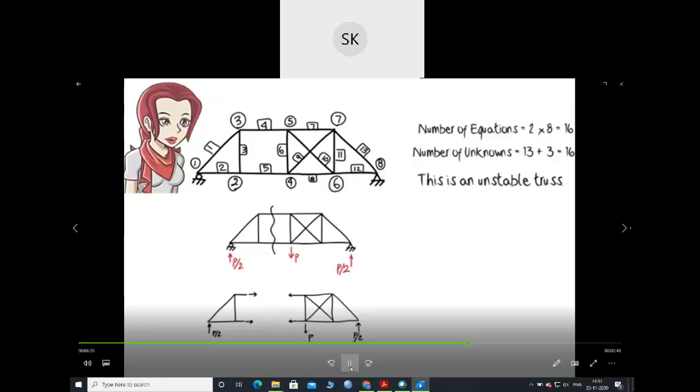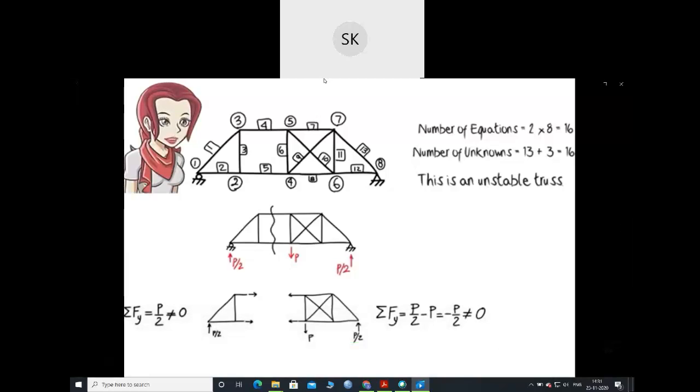Sum of the forces in the y direction is not zero. For the left segment, we have sum of the forces in the y direction equals P over 2. For the right segment, we have sum of the forces in the y direction equals P over 2 minus P, or negative P over 2. Since P is not zero, the segments are not in equilibrium. This means the structure is unstable.